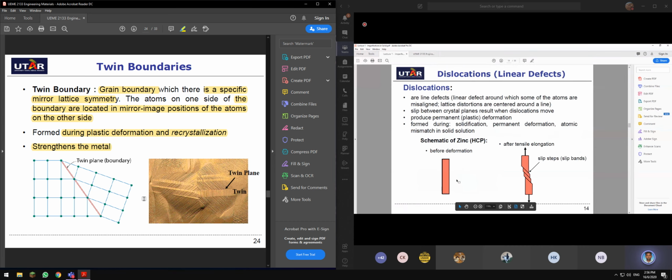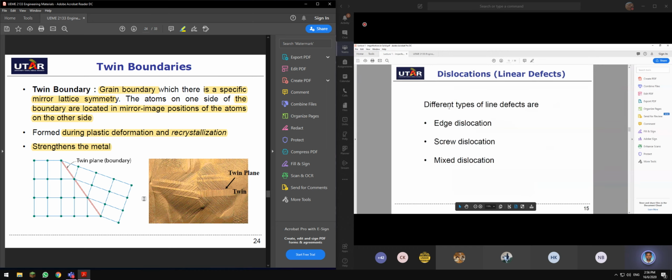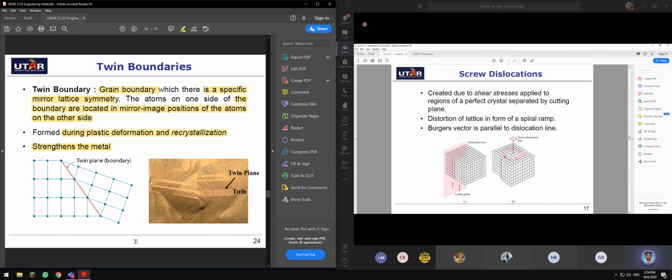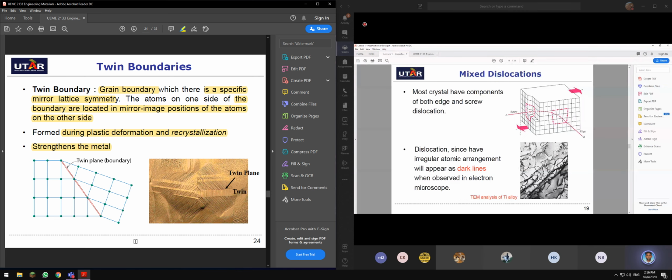Okay. And then for dislocation, you have this, right? Dislocation, the keyword is line defects. Okay, you have edge dislocation, screw dislocation, and the combination of edge and screw, which is mixed dislocation. Edge dislocation is where you introduce a half plane. Screw dislocation is due to the shearing force on the surface, and mixed dislocation is a mix of the two. Usually all materials have mixed dislocations.